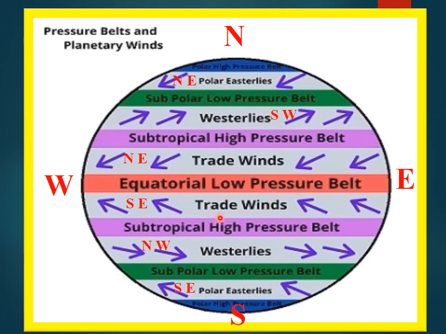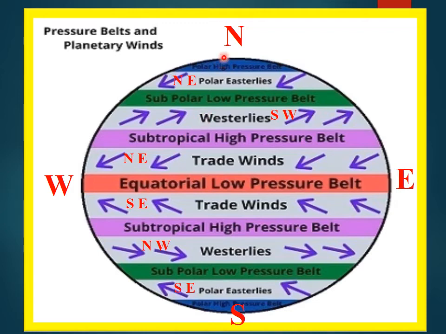Now let's go to the next one, polar easterlies. First let us look into the northern hemisphere. You can see again the winds are blowing from high pressure belt to low pressure belt. So they blow from the polar high pressure belt to the subpolar low pressure belt. And since they are blowing from the northeast, they are called northeast polar easterlies. In the south again they are blowing from the polar high pressure belt to the subpolar low pressure belt, and since they are blowing from the southeast they are called southeast polar easterlies.